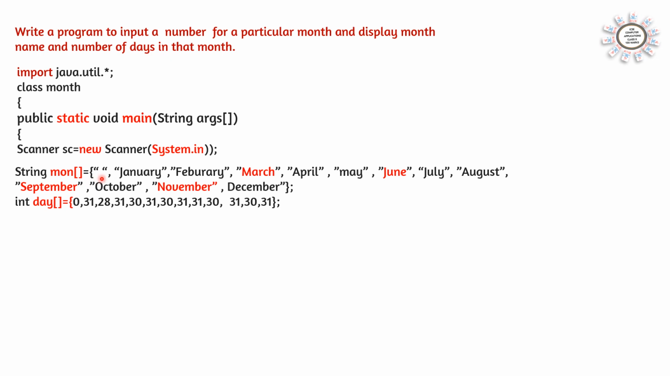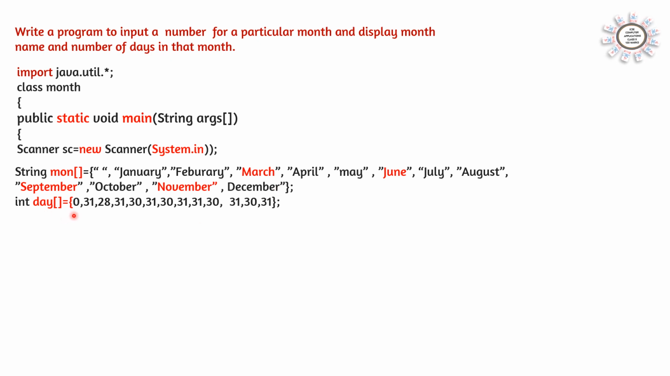String month is equal to... normally arrays will start from 0 position. In this case, if we are inputting 1, January should come. So in the first index we are just putting a space. So in month 0, space will be there. And month 1 is January, month 2 is February, month 3 is March. So like this we are inputting, and we are storing the 12 months in this array from January to December.